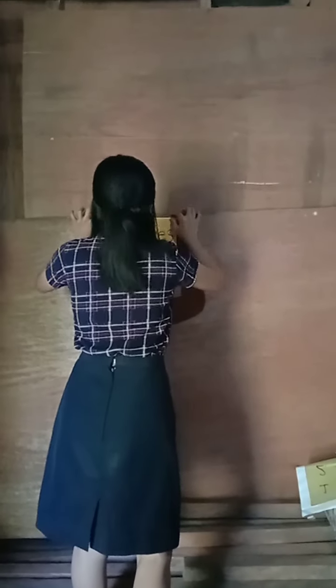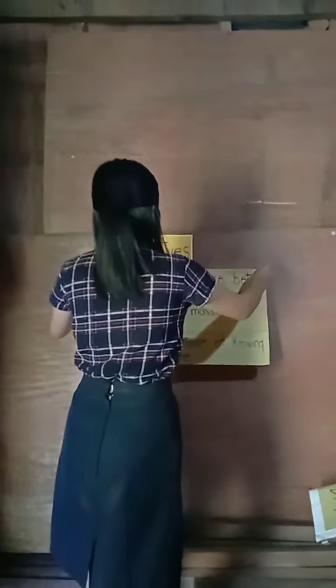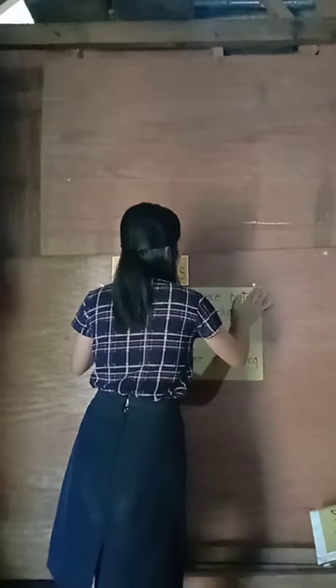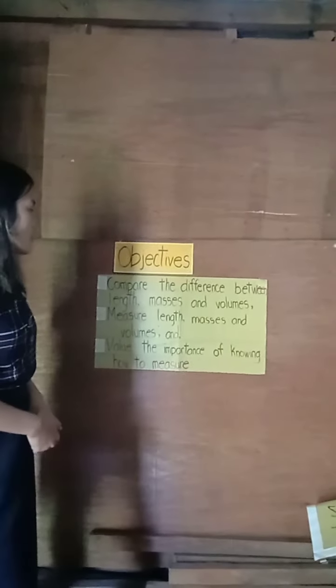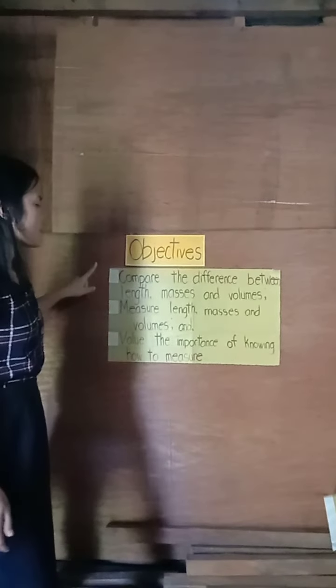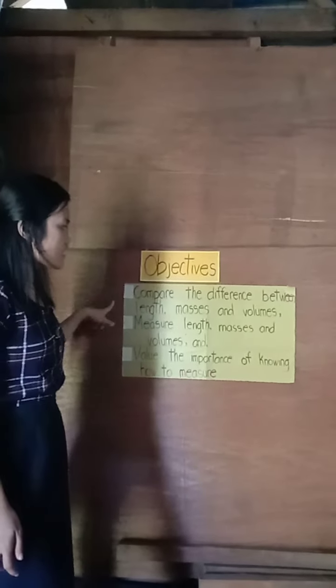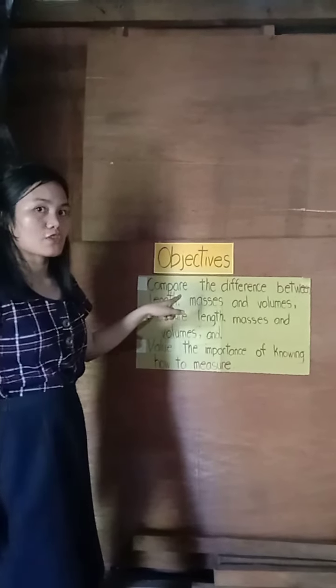Okay, so we have here our objectives. These objectives are my expected learning outcomes from you. So at the end of our lesson, I am expecting that these 3 objectives will be effectively implemented in our lives. Okay, so kindly please read the first one. Okay, all together. Compare the difference between length, mass, and volume. So at the end of this lesson, you are to compare the difference between length, mass, and volume, assuming that you already know that.